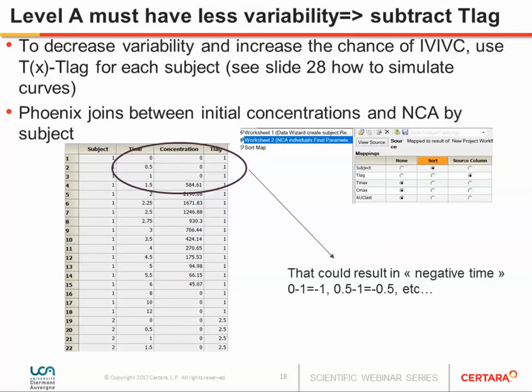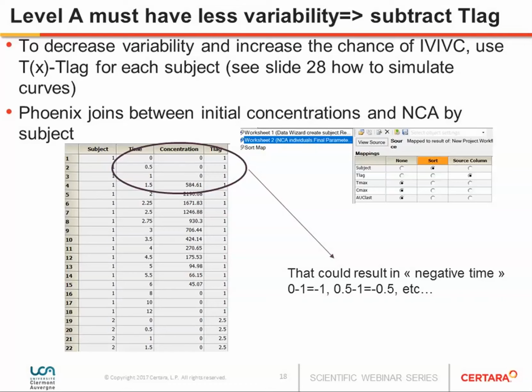So what am I going to do? I am going to use my raw data that I had from the beginning. On the left panel, I will have the subject, the time, and the concentration. I'm going to join that with the non-compartmental analysis, and mainly in this case with one parameter, which is the lag time corrected for the non-compartmental analysis. This is the last column you have here: subject, time, concentration, and T-lag.